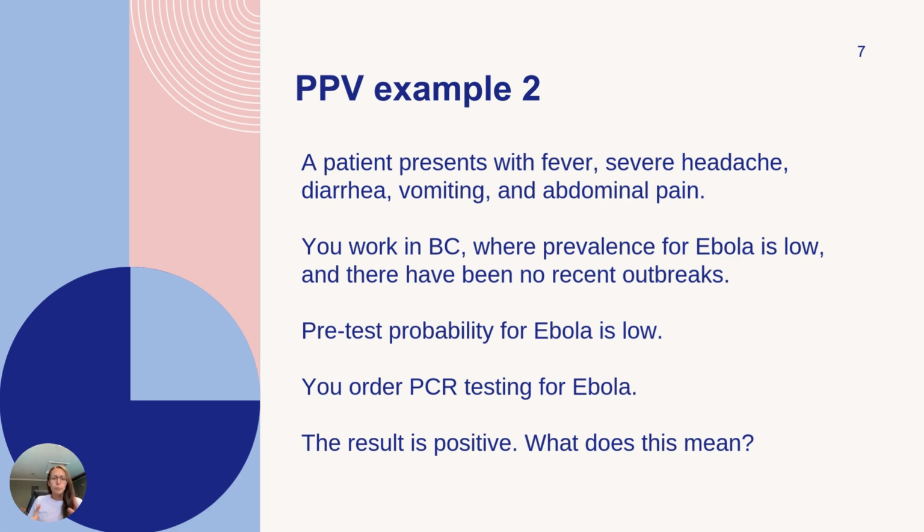This is a bit of an extreme example, but it just stipulates a clear and structured approach to when we're ordering tests. What am I going to do with the positive result? What am I going to do with the negative result? Is this test the most appropriate to order based on my pretest probability of disease? Right? That's all positive and negative predictive values are. They take into consideration the symptoms of disease, that patient in front of you, disease prevalence, and the test characteristics. So it really ties it up nicely for us in a bow.